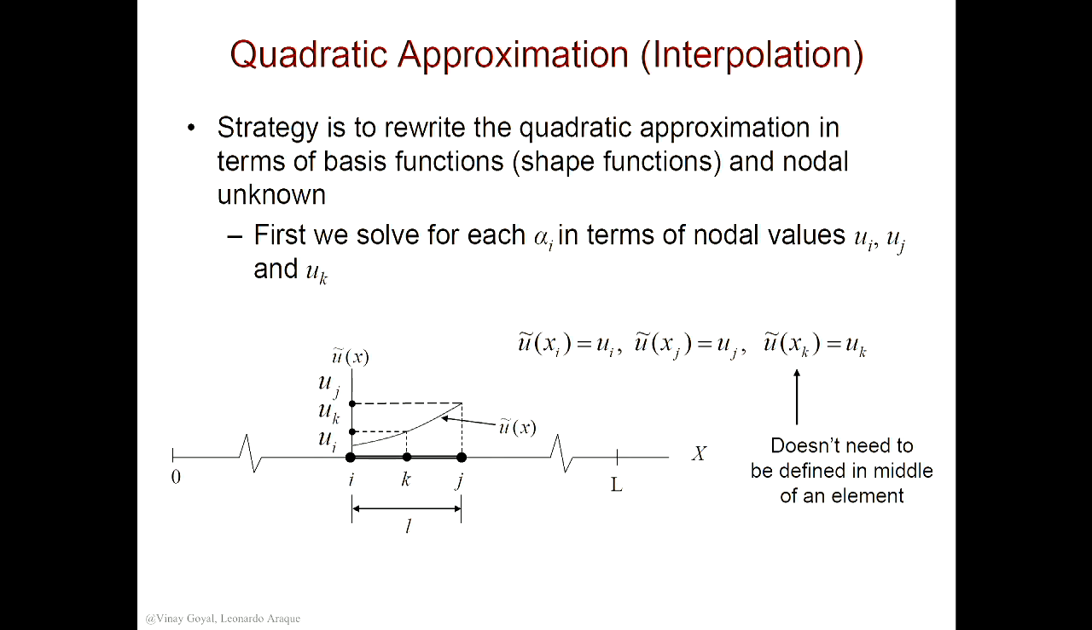And then I have a middle node somewhere, xk, somewhere between i and j, and it has a value of uk. It doesn't have to be right in the center of the element. I can have it offset if I need to.